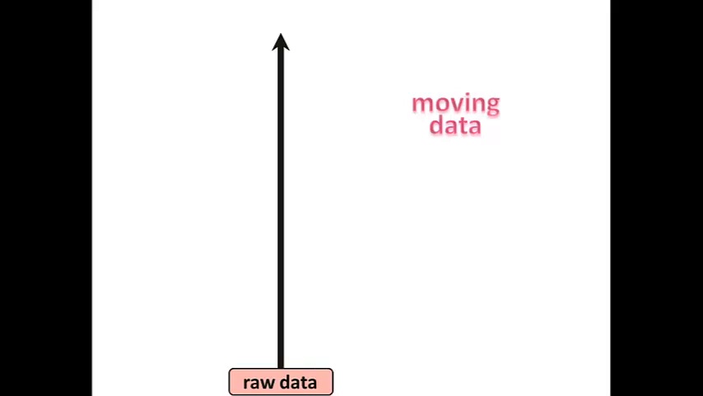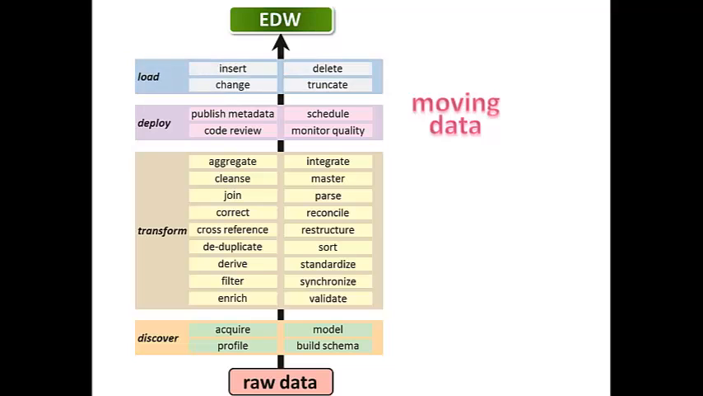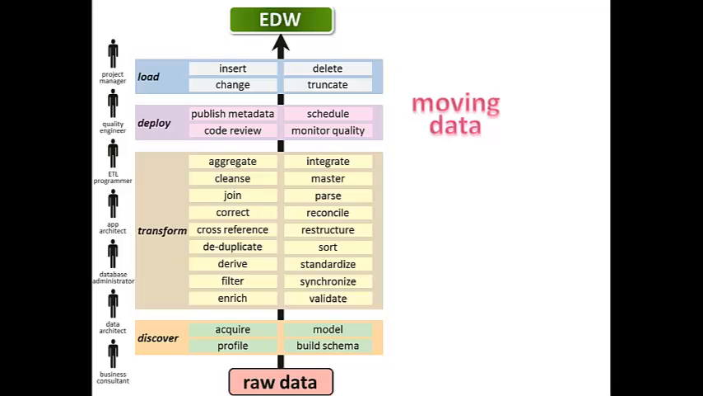Now we'll compare the difference between moving data into a data warehouse versus moving it into Hadoop. When raw data is exposed to an enterprise, it goes through many processes before it can be consumed. It takes a whole team of people to discover, transform, deploy, and load raw data into a proper EDW. But the final product is usually worth the wait because what EDW consumers will access is high quality, high value data that has been cleansed and standardized.